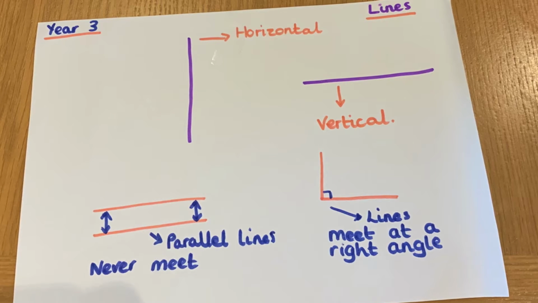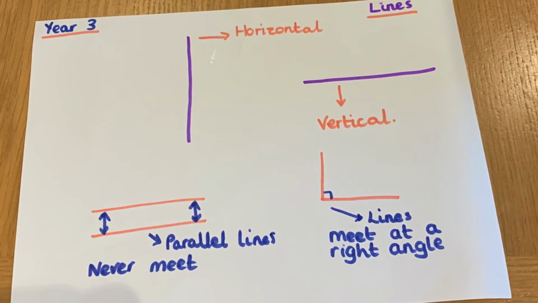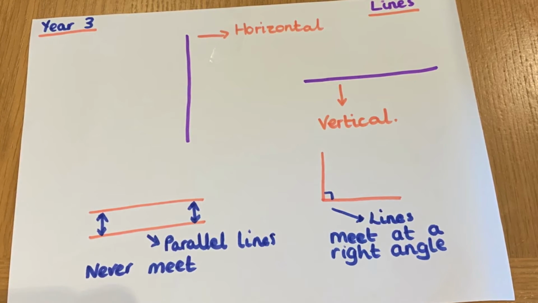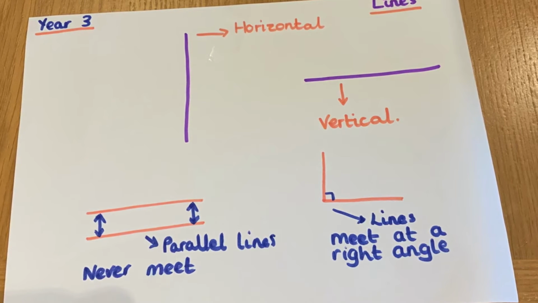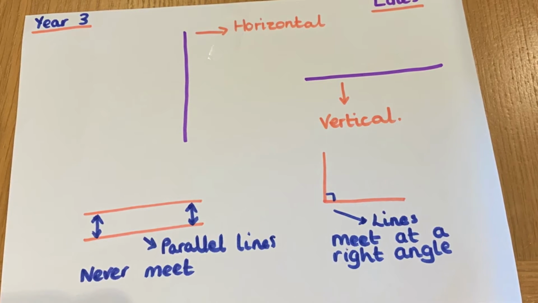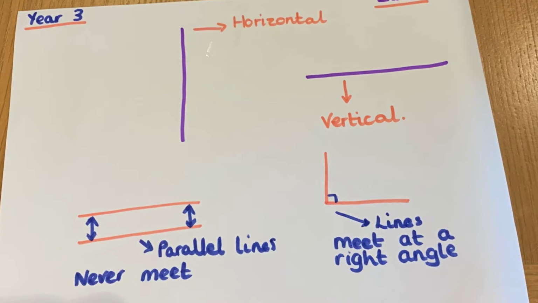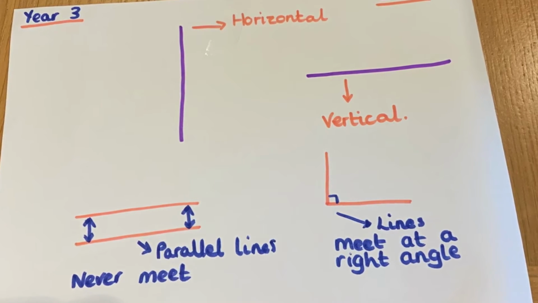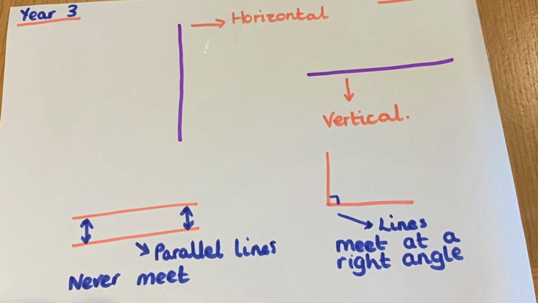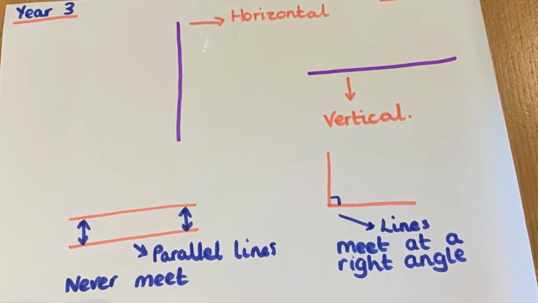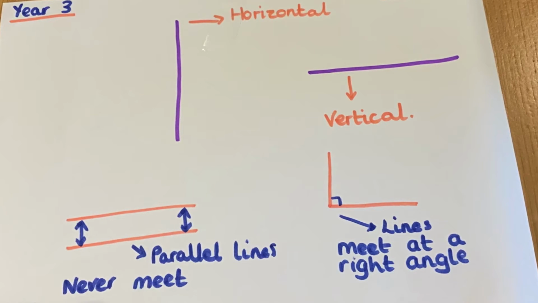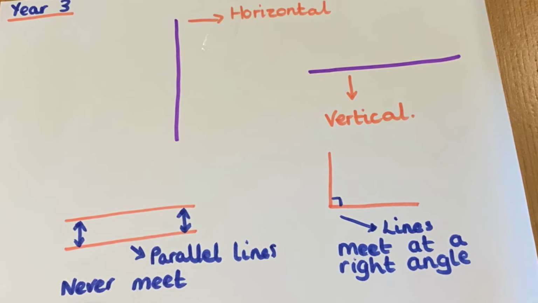Then we're going to move on to looking at lines, horizontal and vertical. I know you're great at this anyway, so that's fantastic. And then you're going to move on to looking at parallel lines and perpendicular. Remember, parallel lines never ever meet. They're the same distance across. And think about train tracks. The train tracks are parallel lines, and then perpendicular lines are lines that meet at a right angle. So this is one set of perpendicular lines that I've given you here.